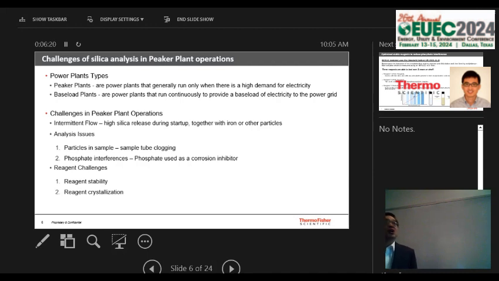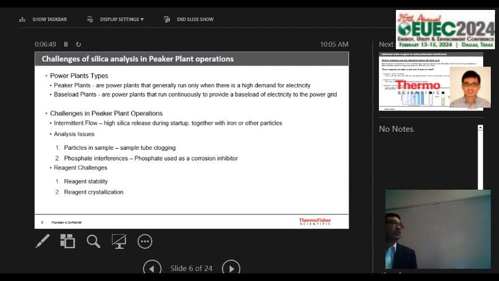So we have to start up and shut down those peaker plants quite often, which means you have intermittent flow conditions. During startup, you suddenly increase the flow, and that could cause turbulence and scrape off some of the particles, silica deposit, iron deposit in your pipes, and that causes your system to have a lot of silica. So you want to avoid that.